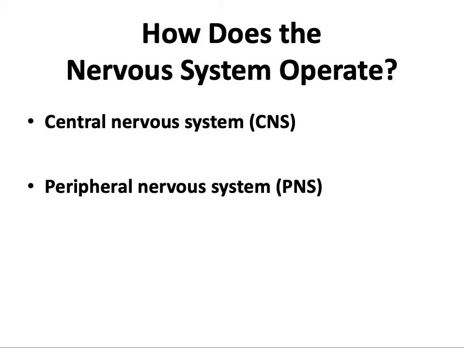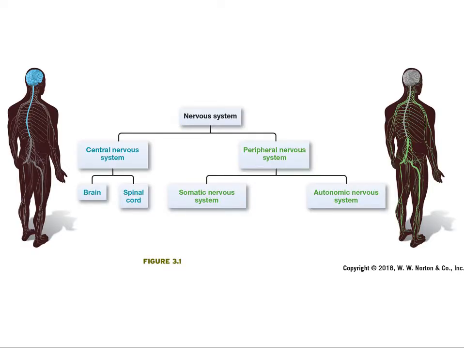The central nervous system consists of the brain and the spinal cord, whereas the peripheral nervous system consists of all nerve cells in the body that are not a part of the central nervous system. The peripheral nervous system includes the somatic and autonomic nervous systems. Here's a diagram to make that make sense.